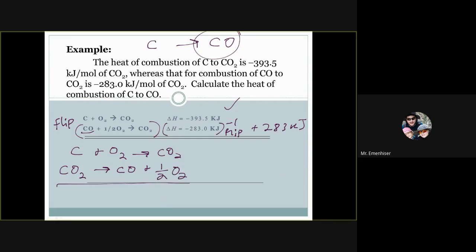Okay, so if we add these up, it looks like the carbon dioxide will cancel out here. And then on one side we have O2, which again is 2/2. And this is 1/2. And so 1/2 of that oxygen will cancel. So this will become 1/2 O2, and this one will be gone. And so what do we have left? Carbon plus 1/2 O2.